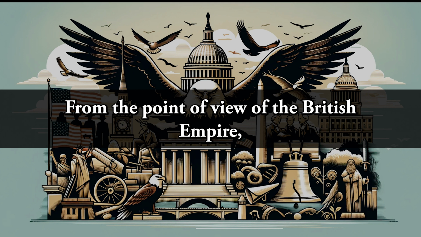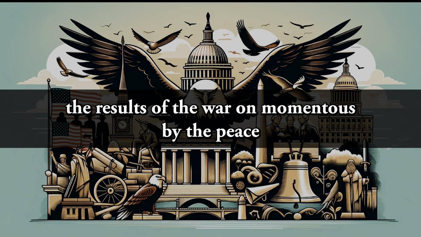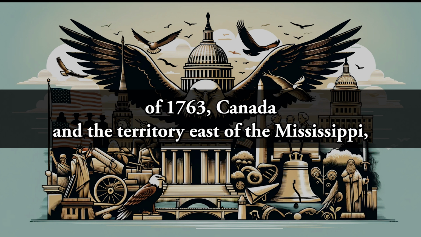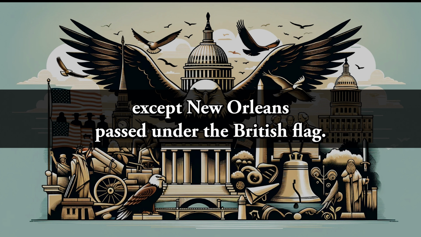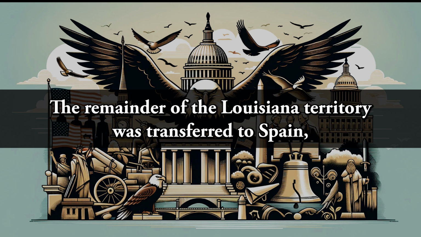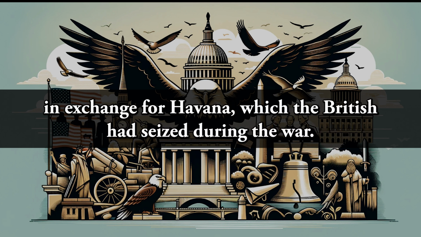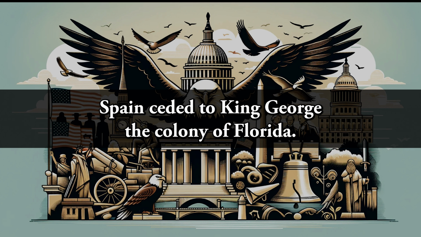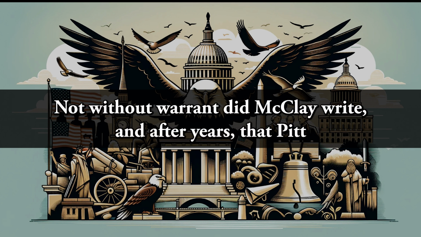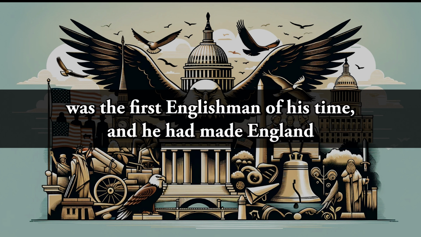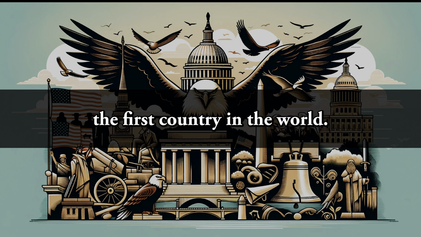From the point of view of the British Empire, the results of the war were momentous. By the peace of 1763, Canada and the territory east of the Mississippi, except New Orleans, passed under the British flag. The remainder of the Louisiana Territory was transferred to Spain, and French imperial ambitions on the American continent were laid to rest. In exchange for Havana, which the British had seized during the war, Spain ceded to King George the colony of Florida. Not without warrant did Macaulay write in after years that Pitt was the first Englishman of his time, and he had made England the first country in the world.